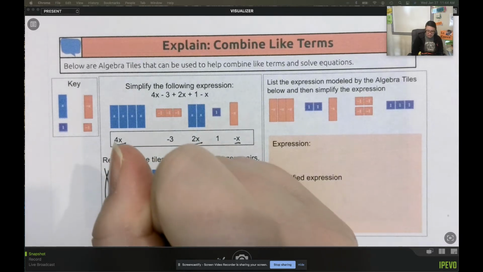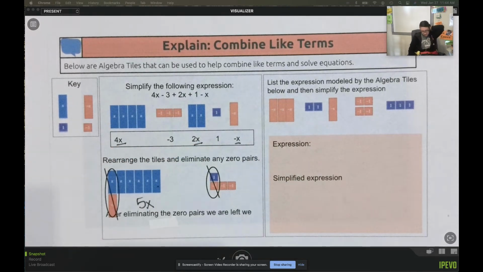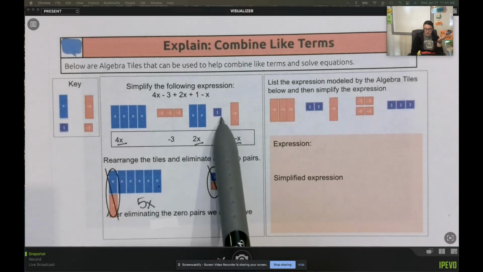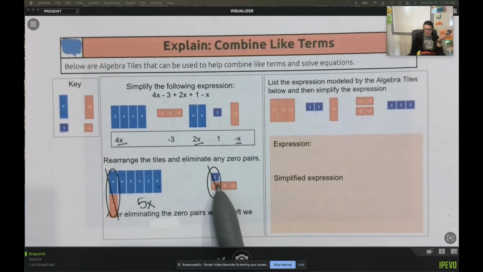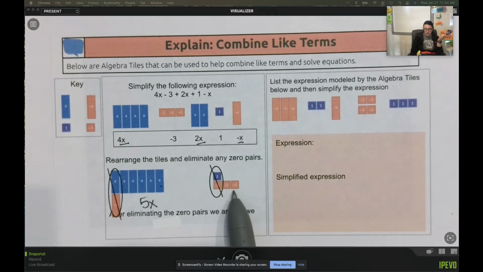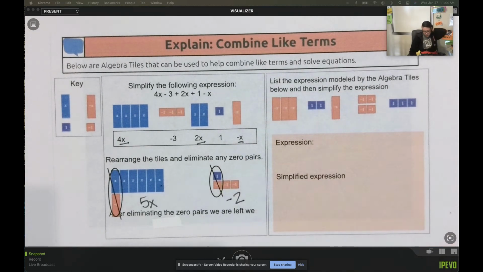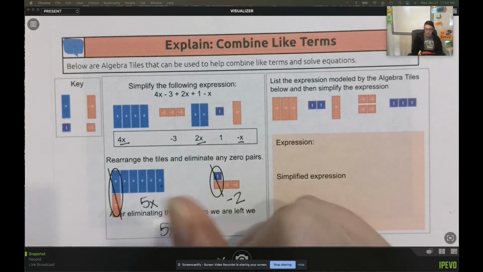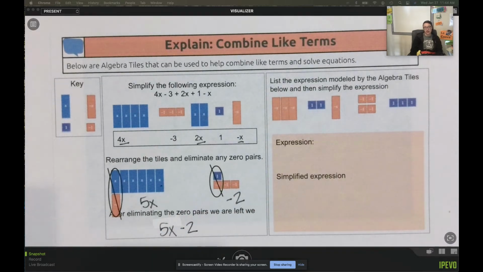So I would write that as 5x. And then over here, again, I rearrange the ones, the numbers without any variables, those 3 negatives, that 1 positive. A positive and a negative makes a 0 pair. So I'm left with negative 2. And then I combine those two things together to simplify the expression. I always want to write the variable part first. So I would write 5x, and then because that's a negative, it's going to be a minus in my expression. So that'd be 5x minus 2.